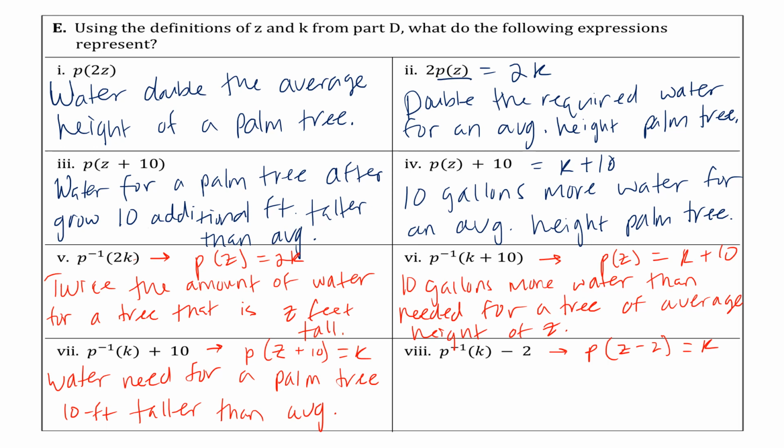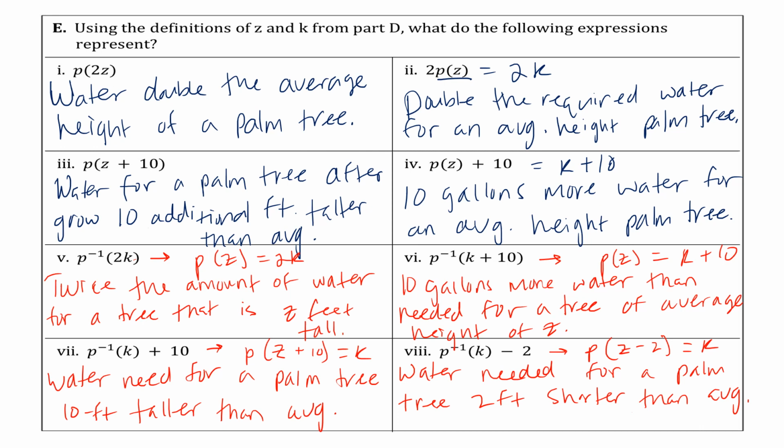So what is this telling us? Well, our inverse is telling us the water needed for a palm tree that is 2 feet shorter than average. Okay? And those are our interpretations.